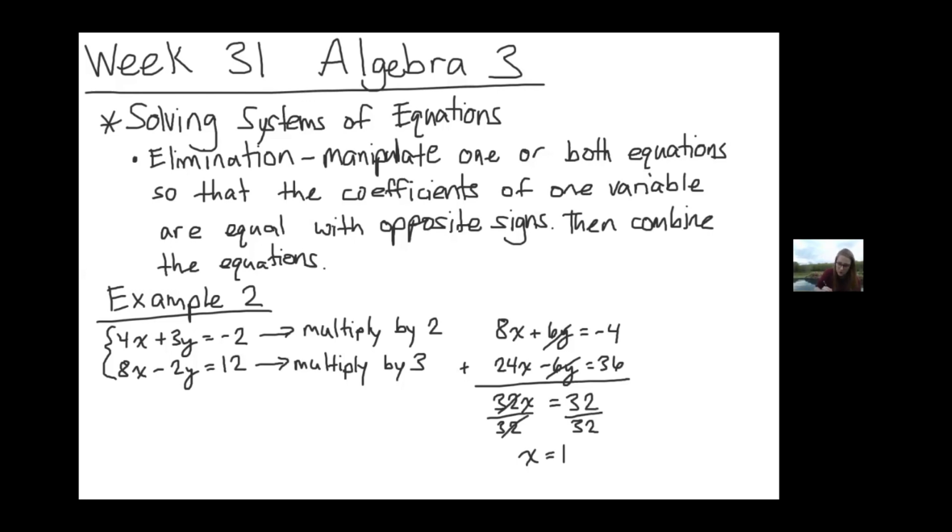So if we just use the first equation, 4x, but instead of x, we're plugging in 1, plus 3y equals negative 2. So that's 4 plus 3y equals negative 2. Subtract 4 from both sides, and we get 3y equals negative 6. And then divide both sides by 3 to get y equals negative 2. Okay, so our ordered pair solution is (1, negative 2).